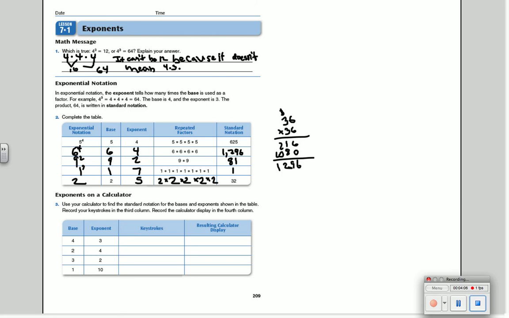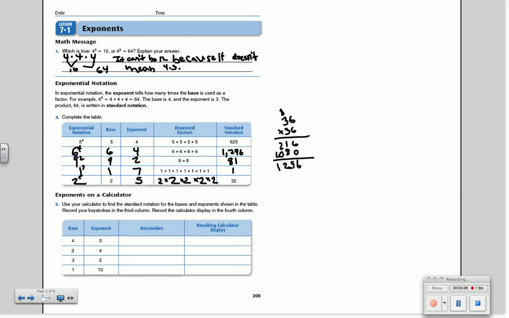So 4 times 2 is 8. Then I wrote another times 2, and so 8 times 2 is 16. And then lastly, I wrote another times 2, and 16 times 2 is 32. So then I sat and I counted up the number of 2's I had, and that was 5. So the exponent is 5, and whoops, I forgot to write the exponential notation. It's 2 to the 5th power.